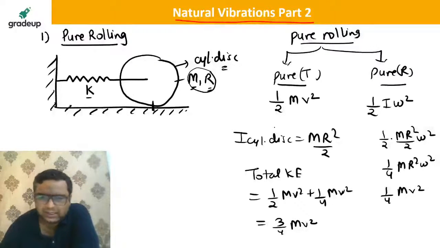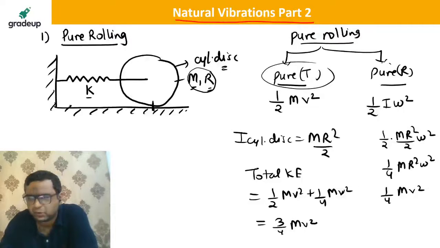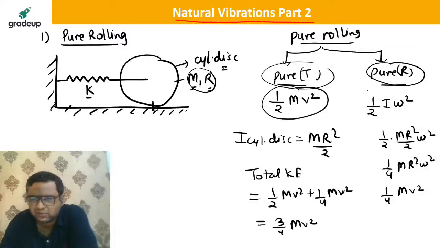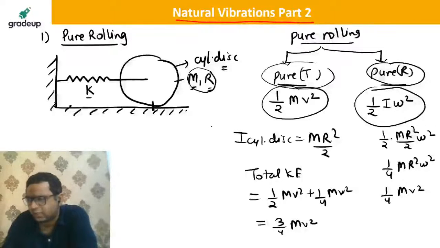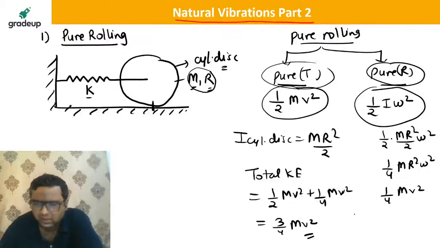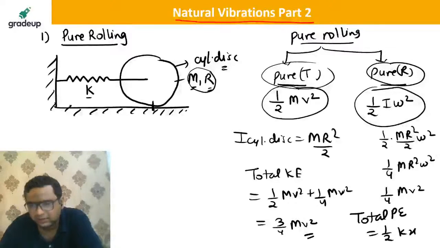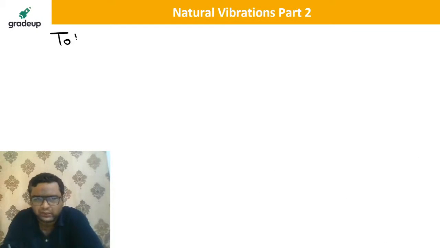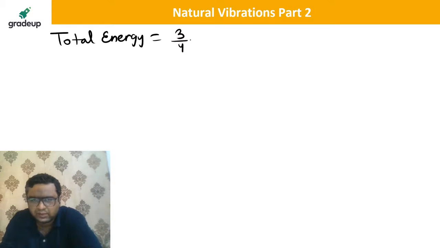As I told you, pure rolling is a combination of pure translation and pure rotation. The kinetic energy of pure translation is half mv square and that of pure rotation is half I omega square. The total kinetic energy is 3 by 4 mv square, and the total potential energy of the system is half kx square. If you want the total energy, you just need to add them. So with the energy method, the total energy of the system is 3 by 4 mv square plus half kx square.